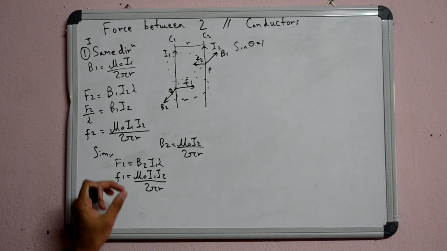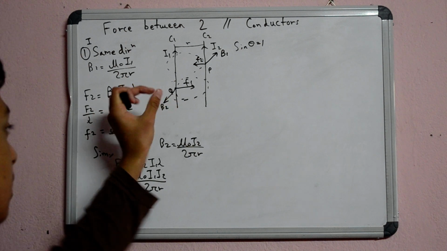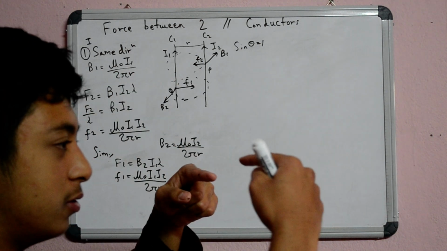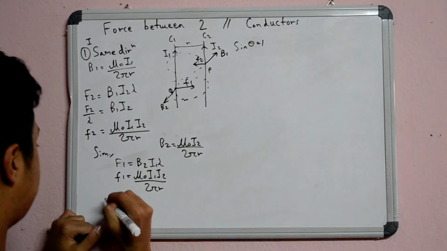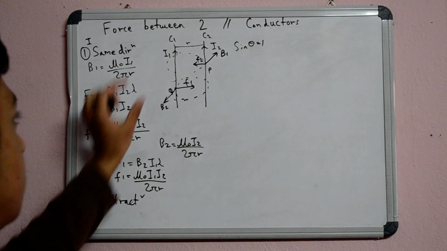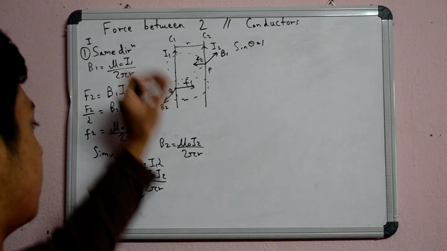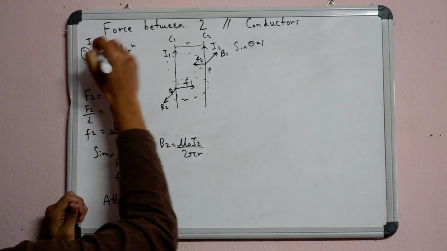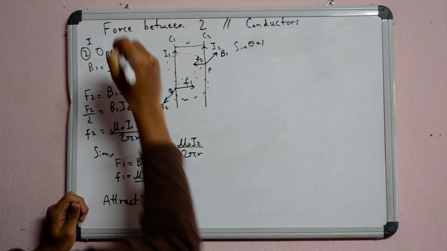And here you can see that F1 and F2 have the same magnitude, and they are in the same direction. They are acting towards each other. That means this is an attractive force. So you can see that the force experienced between two parallel conductors when they pass current in the same direction is an attractive force.